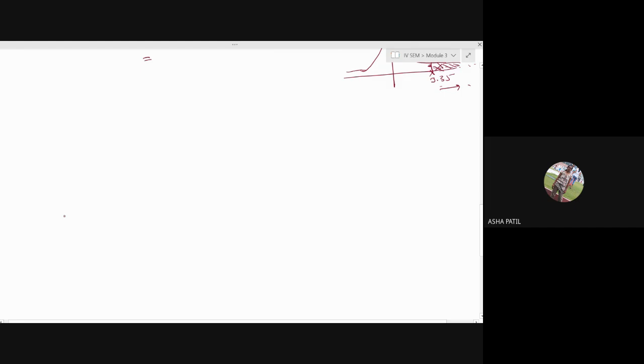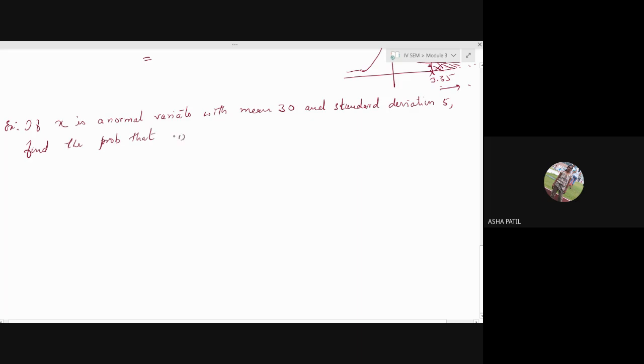Example. If X is a normal variate with mean 30 and standard deviation 5, find the probability that, first one, 26 less than or equal to X less than or equal to 40.